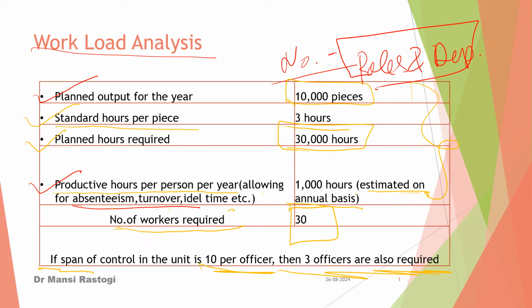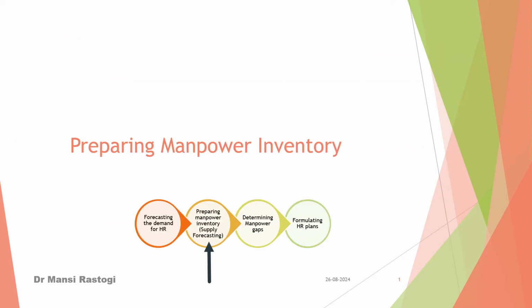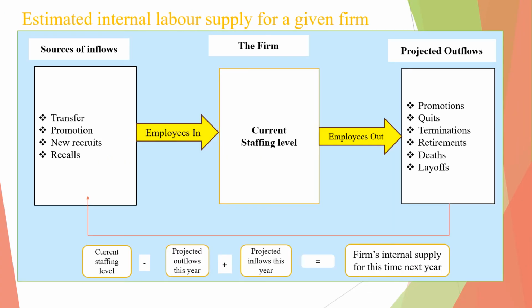Now let's move to the second step. The second step is preparing the manpower inventory. In the first step we talked about demand; in the second step we are talking about the supply. How many people do we have in the organization? So, the estimated internal labor supply for the given time frame.